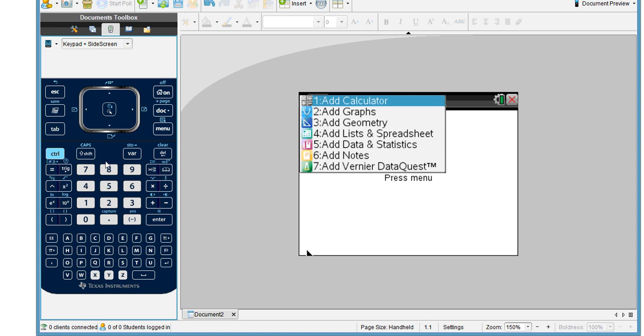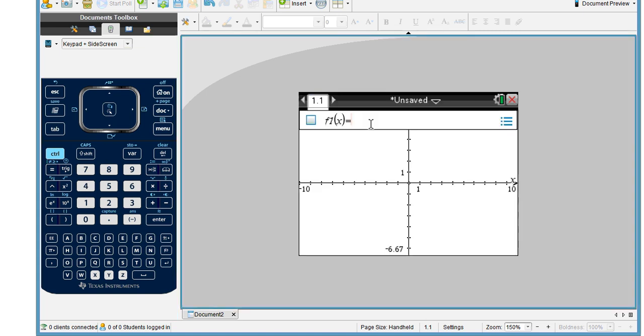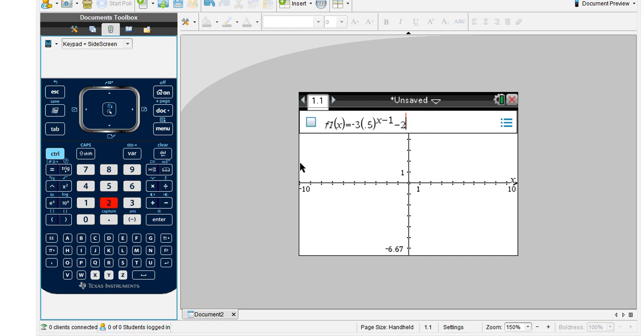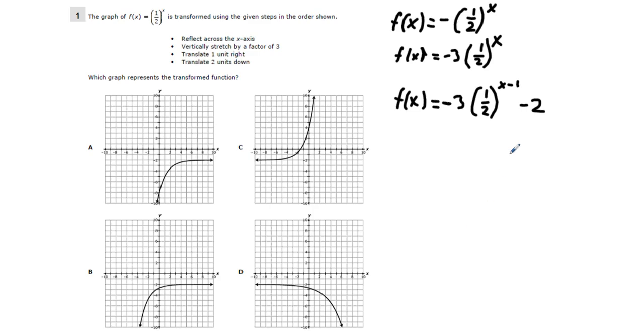We go to our graphing calculator, add graph. We put in -3, and then instead of 1/2, I'm going to put 0.5 to the power of, we had x, it was x minus 1, wasn't it? And then we come to the right here, and we say down 2. Was that it? Let's make sure I get it right here. Yeah, I think that's right. X minus 1 should be it. Let's see what it looks like.